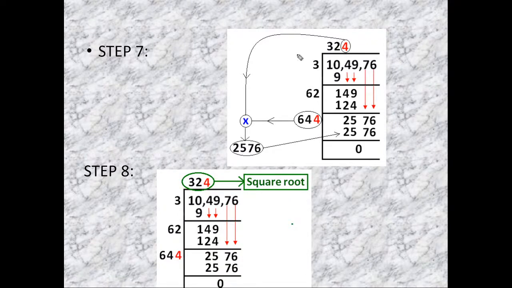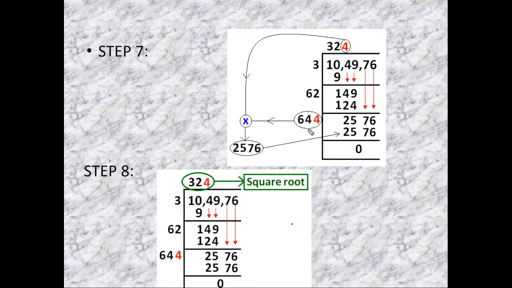So the number here is... sorry. The number is 4. Sorry. I'm really sorry. This is a square root basically. Sorry. 644. Here the number is 4. So we can take 644. Why can't we take 645? You yourself know the rule. It will be greater than 2576, right?